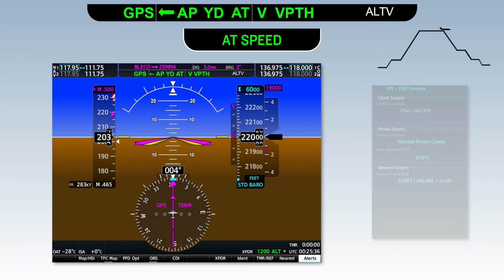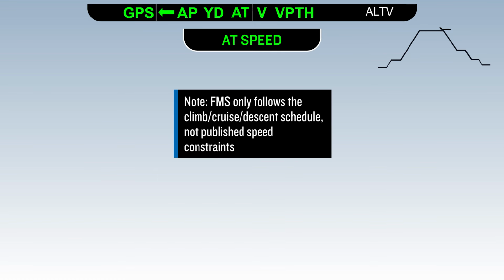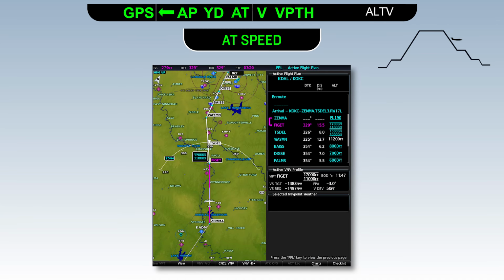The autothrottle will transition to AT speed and target our descent speed schedule since our speed source selector switch is in FMS. Keep in mind, if there are speed constraints on the arrival, you must switch to manual mode and manually set those speeds. Since the arrival has high speed constraints, it's likely ATC will vector us off, which is exactly what happens here. ATC tells us to fly a heading of 340, descend, and maintain 10,000.